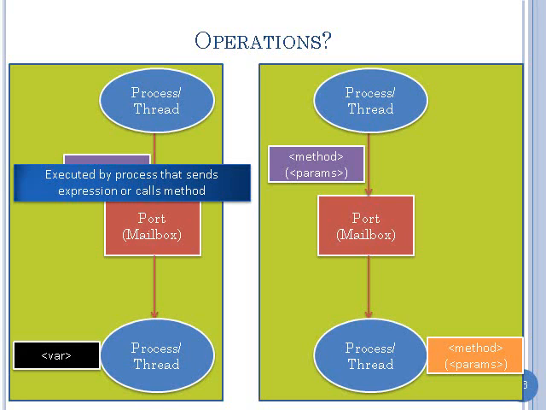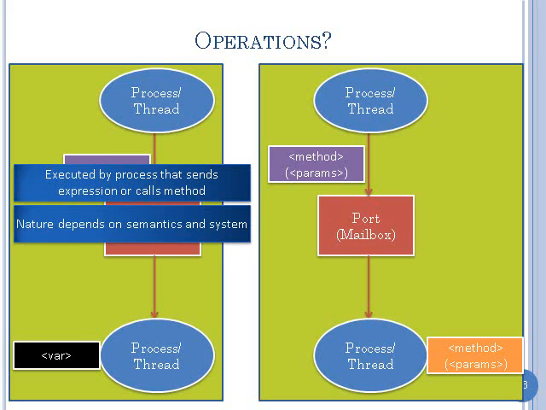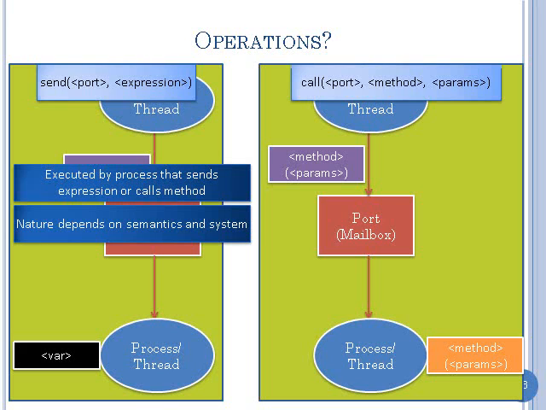So you have maybe send port, comma, expression. Which port am I sending the message to? And what is the value of the expression? And in the case of my thing, maybe I'll call it send, or maybe I'll make it more explicit that it's a call.